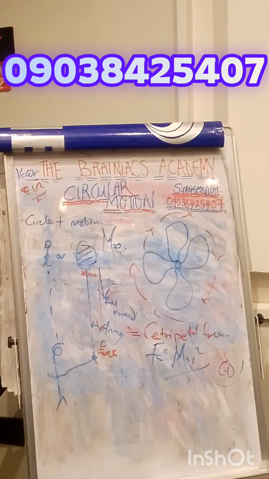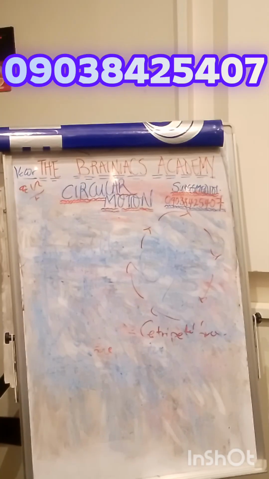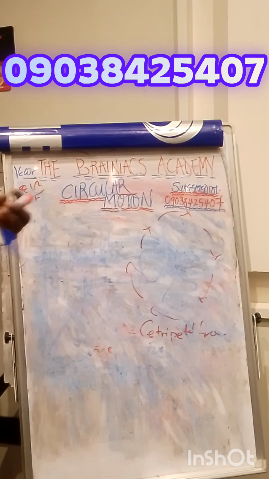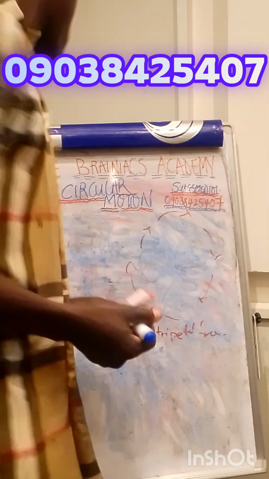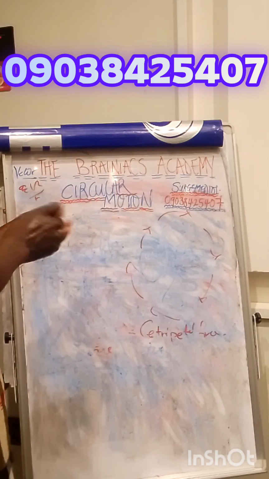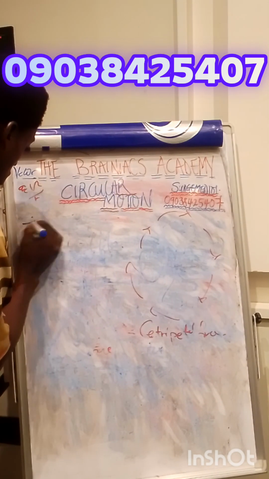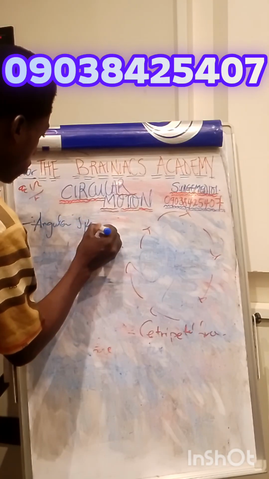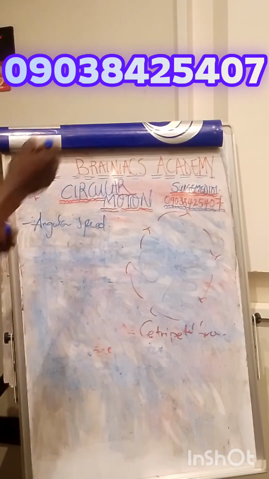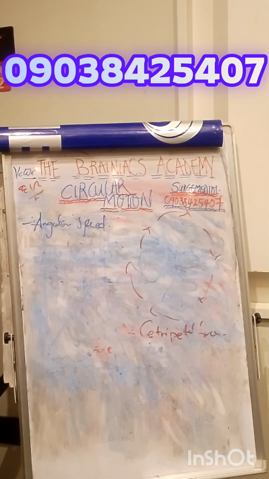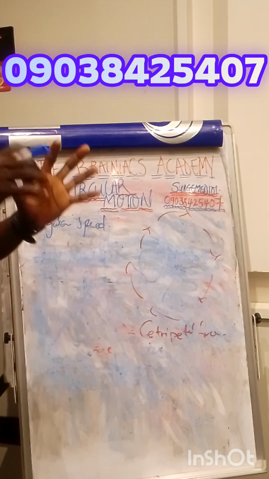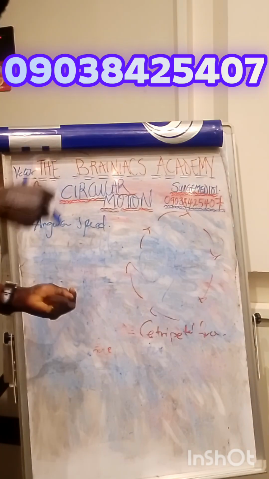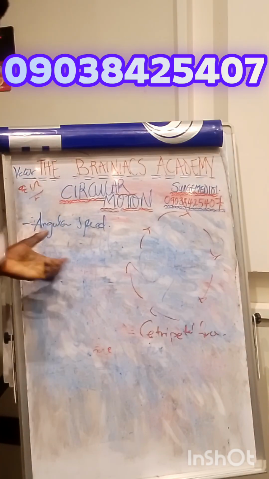So let's try to check. Now let's look into some terminologies. Here we look at something like period, frequency, angular speed, angular displacement. Alright, let's start with angular speed under your circular motion. So you don't need to panic. When we get to simple harmonic motion, we'll go deep into all these things.